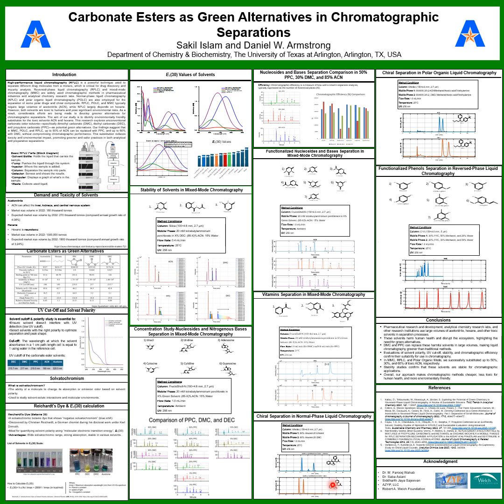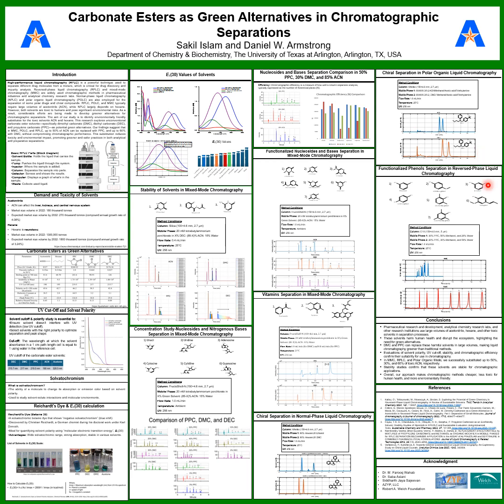Then we decided to use our method in polar organic liquid chromatography, which uses 60% of acetonitrile. Then we were able to substitute 60% of acetonitrile with 60% of DMC. That means we completely eliminate the use of acetonitrile. And we did some chiral separation of fluoxetine, and it's giving uncompromising results compared to ACN.